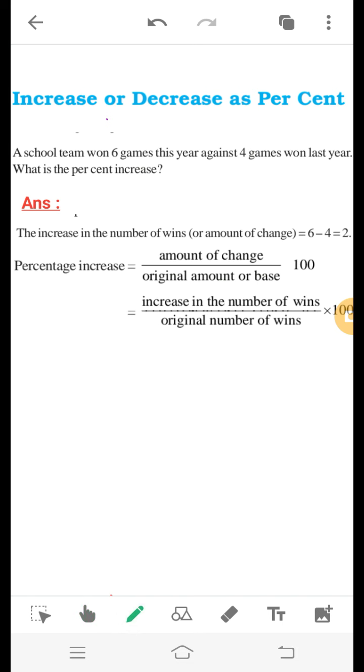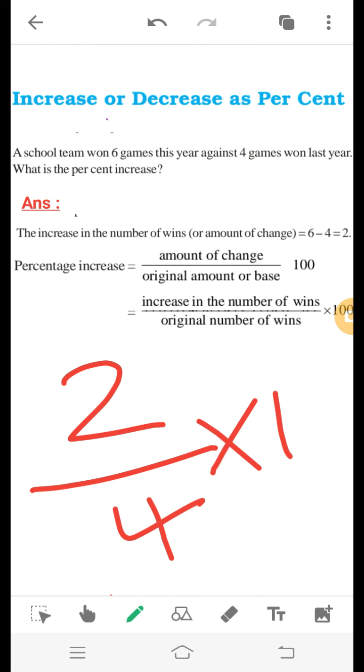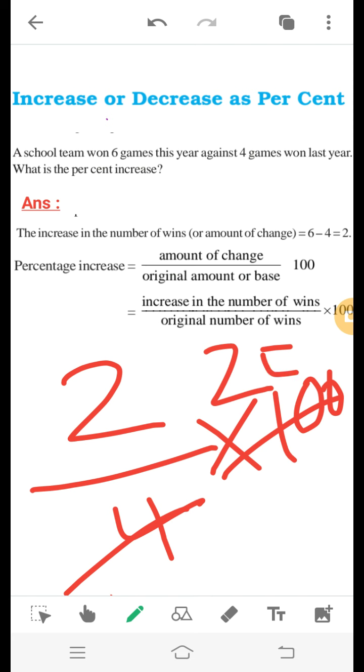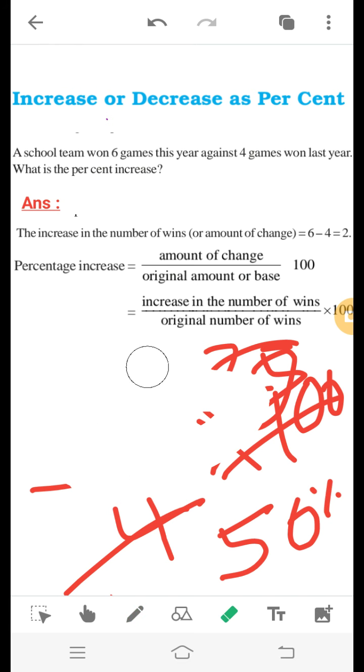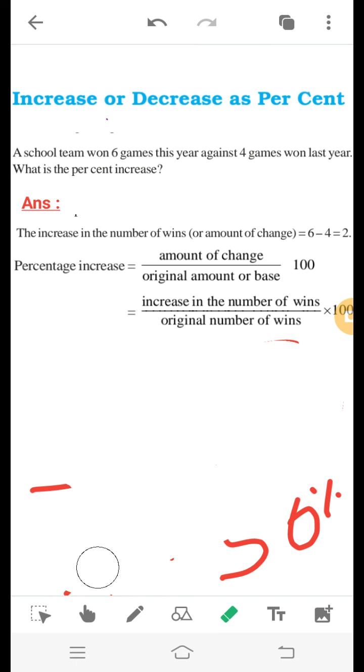In short, in the numerator we have to write the difference, whether it is an increase or decrease. So here the difference 6 minus 4 is 2. Original number is 4. Multiply with 100. 25 times 4 is 100. 2 multiplied by 25. So our answer is 50%. So it increased by 50%.